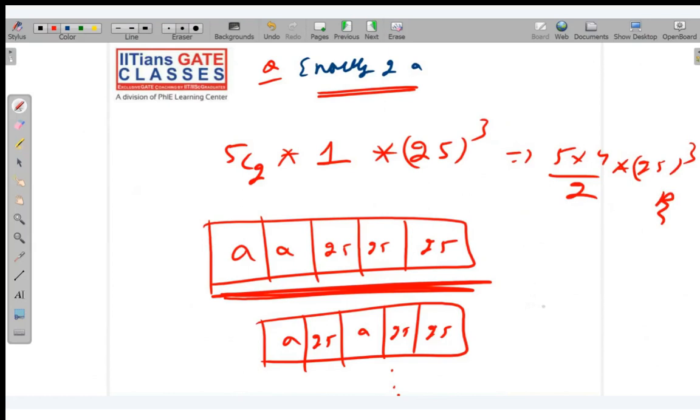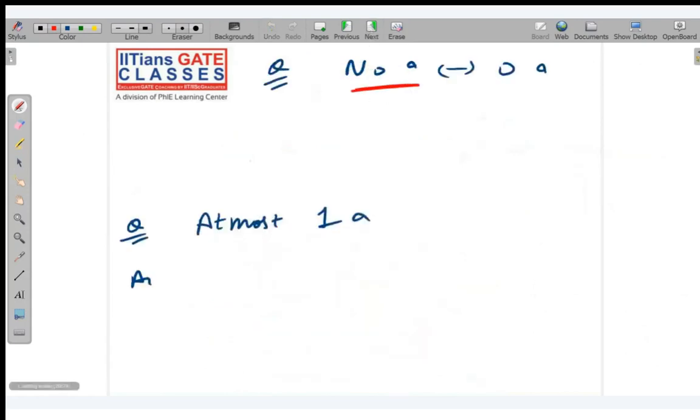Okay, please take snapshot. I will jump to the next slide. Done, sir. Done. Next is no A. No A means 0 A. So that is very simple. So no A should be there. So 25 power 5. Very simple.